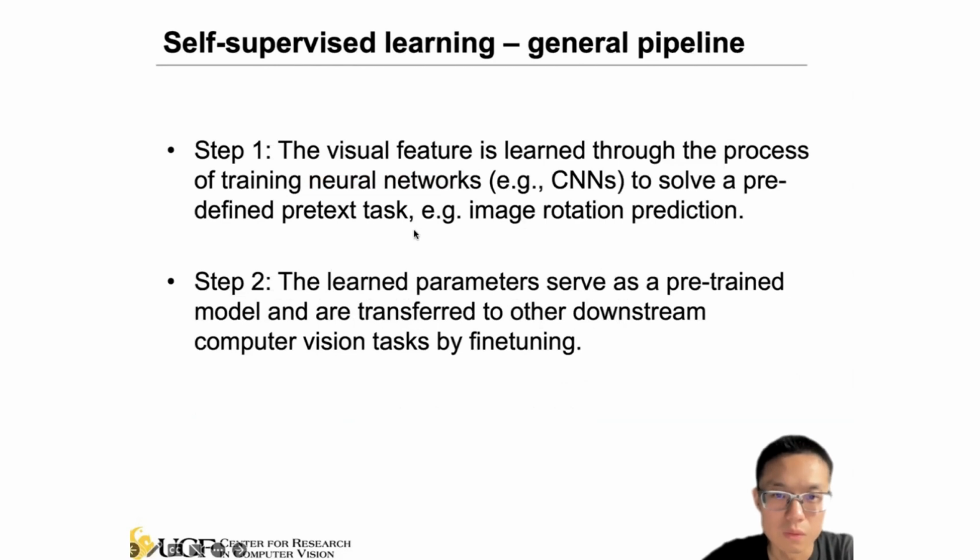Here I summarized the general steps for self-supervised learning. Step one: the visual features are learned through training neural networks to solve a predefined task, for example image rotation prediction. Then the learned parameters serve as the pre-trained model and are transferred to the downstream task by fine-tuning. So that's the general process for self-supervised learning.